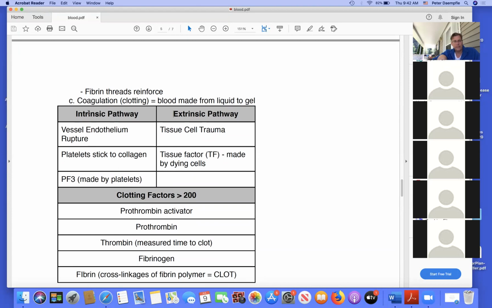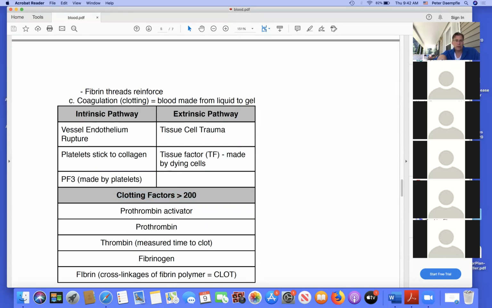When we clot extrinsically, that means the tissue gets damaged, tissue cells die and release tissue factor, which is a big word, tissue factor, and that initiates 200 clotting factors.